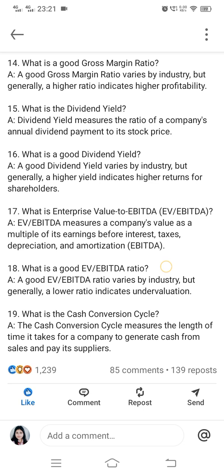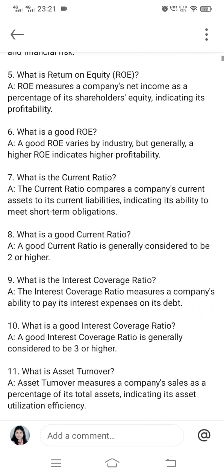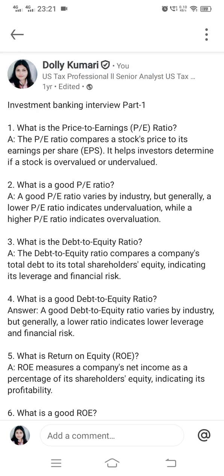These are the questions which in investment banking they might ask you, and I have told you some extra questions that you can prepare.